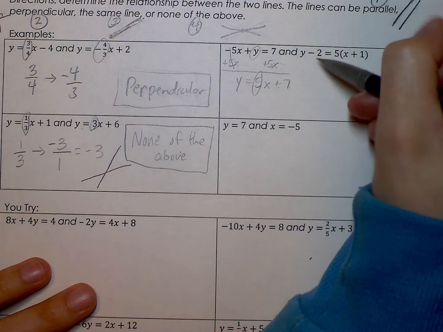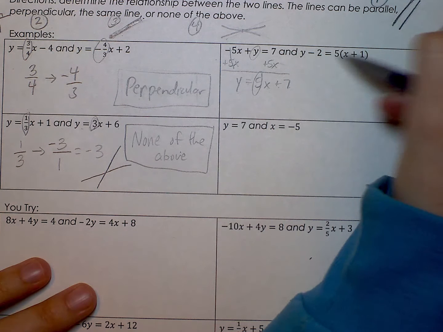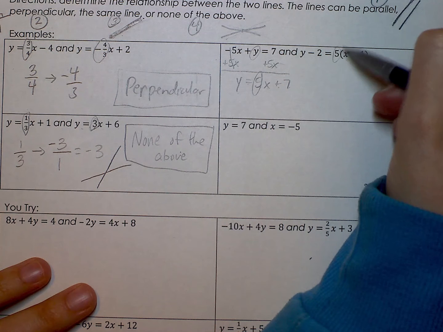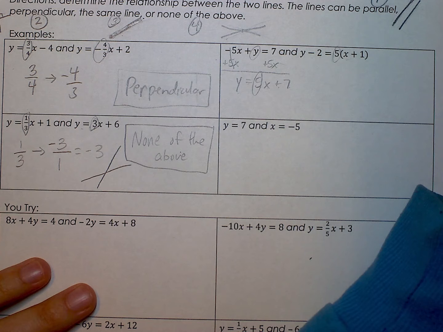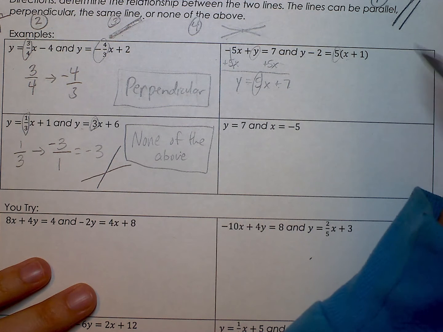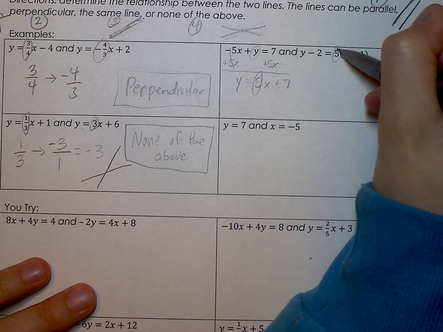And then over here, maybe you recognize point-slope form, which is great. That means you can pull the slope out here, and you notice they have the same slope. So you're probably thinking, oh, they have the same slope, they're parallel. But be careful. I'm going to show you why you should be careful.